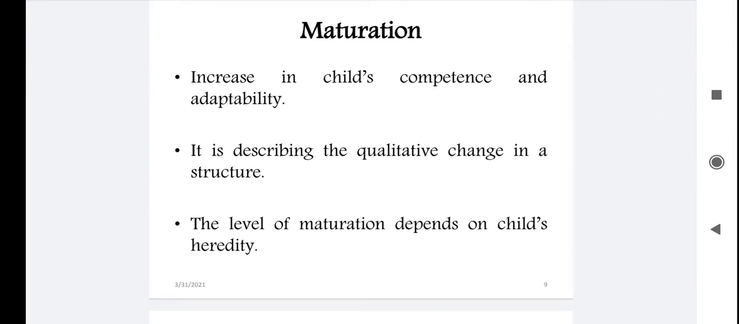Maturation. Maturation is an increase in child competence and adaptability. It describes the qualitative change in structure. The level of maturation depends on the child's heredity.